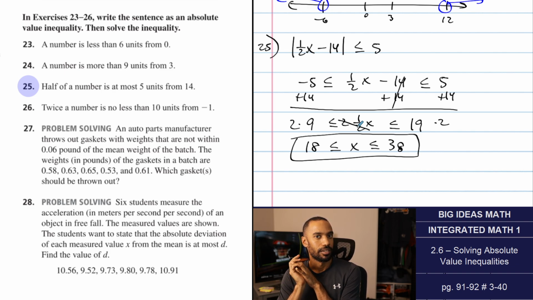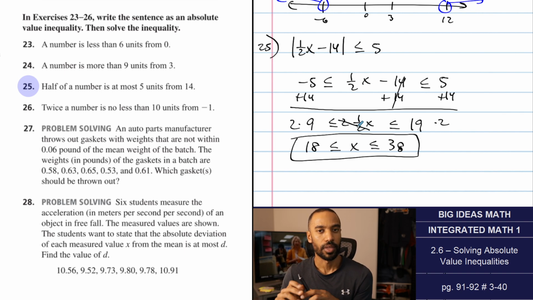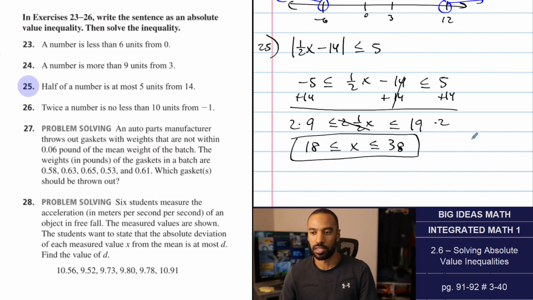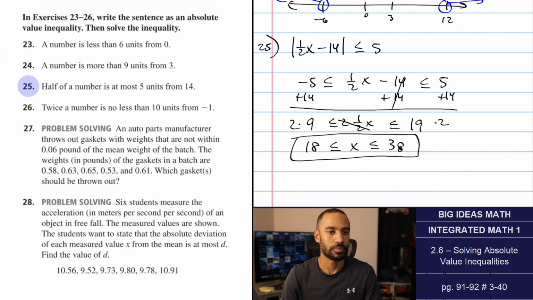is, when you subtract 14, it's 5 units away from it. 9 is 5 apart from 14 in the left direction. Half of 38 is 19. 19 is 5 away from 14 in the right direction. That's the most you can go. You can't go more than 18. You can't go 15 and 40 and things like that.